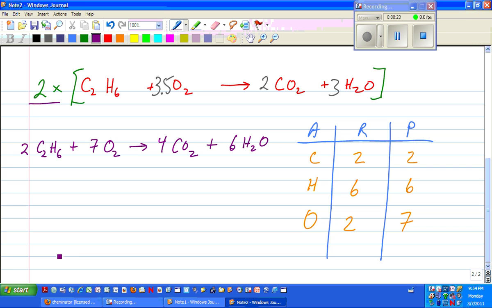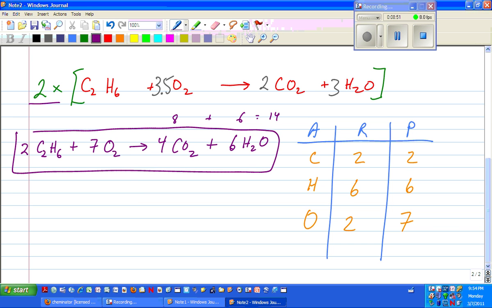Let me just double check to make sure it's balanced. As far as carbon goes, I got 2 times 2 is 4. I've got 4 over on this side. 2 times 6 is 12 hydrogens. 6 times 2 is 12 hydrogens. 7 times 2 is 14 oxygens on this side. And I've got 2 times 4 is 8 oxygens, plus another 6 oxygens is equal to 14 oxygens. And we are balanced at this spot right here.